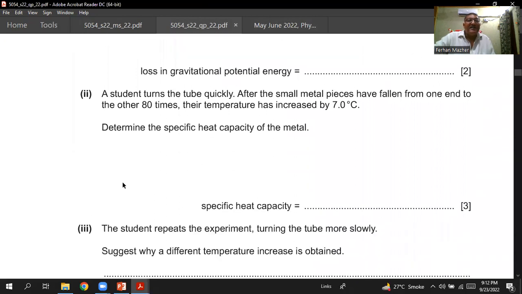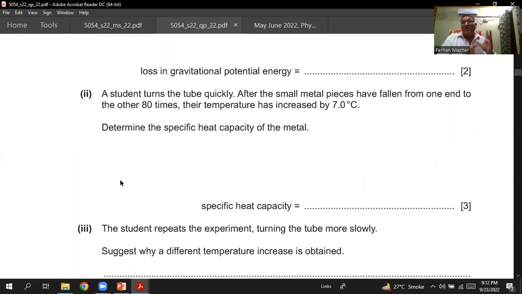The next thing is the student turns the tube quickly after the small metal pieces have fallen from one end to the other end 80 times. Their temperature has increased by 7 degrees centigrade. Determine the specific heat capacity of the metal.